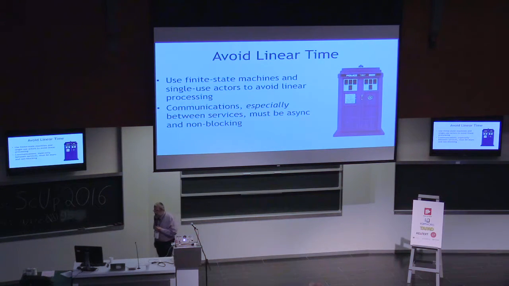Avoiding linear time. Linear time is in essence a form of sequential ordering. So we're saying if things have to happen in a specific sequence, then we're insisting that there is ordering based on those transactions or operations in our system. Using things like finite state machines and single-use actors can avoid some of that. Communications must also very critically avoid linear time, e.g. all communications, especially between services, but between a service and any external system, should be asynchronous and non-blocking.